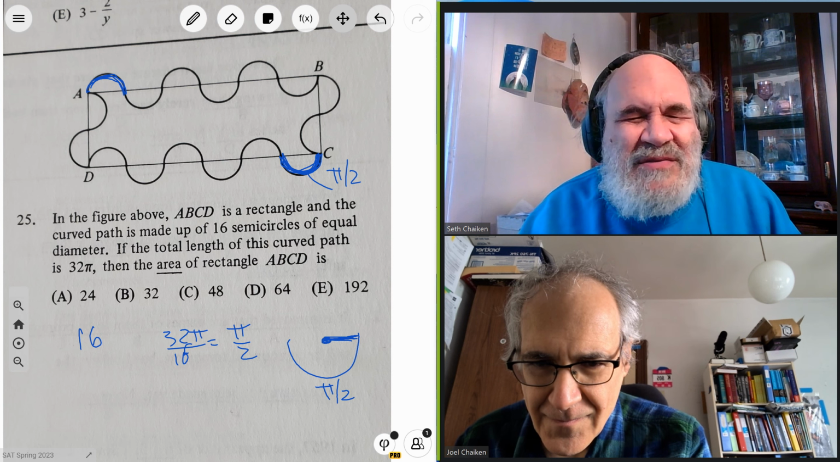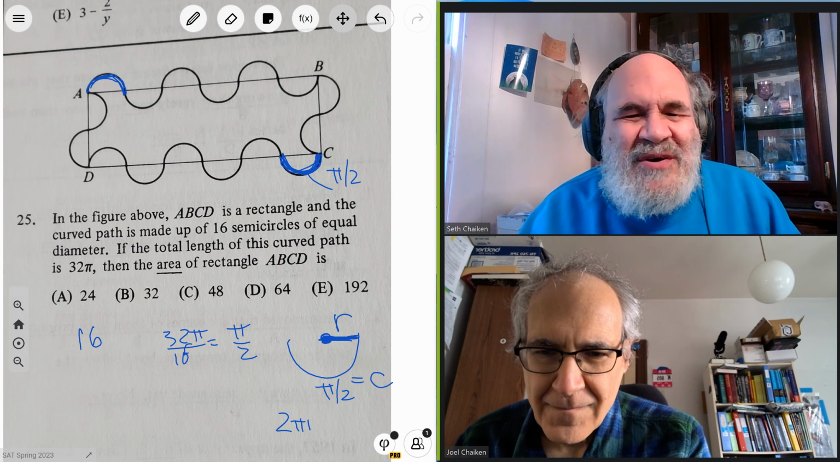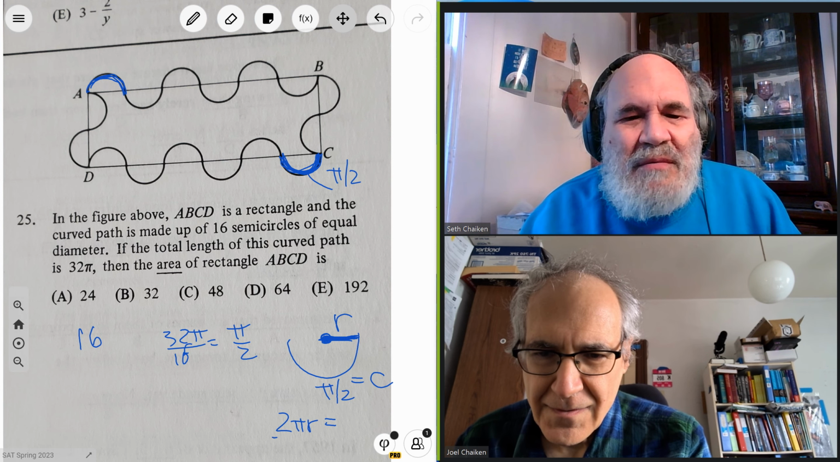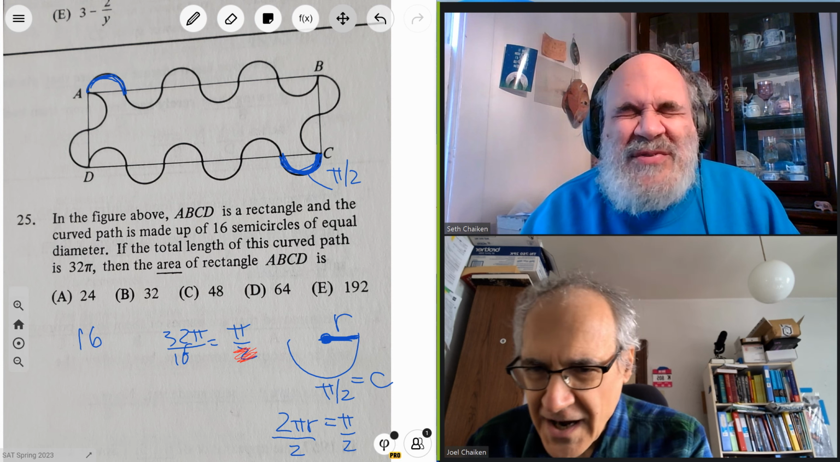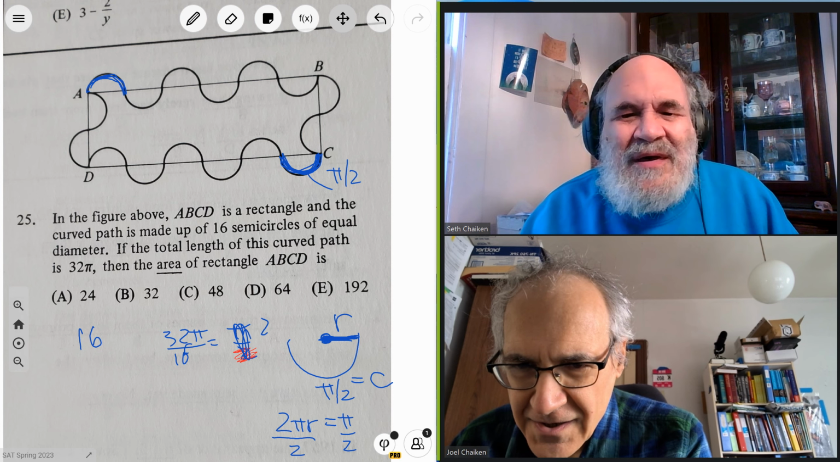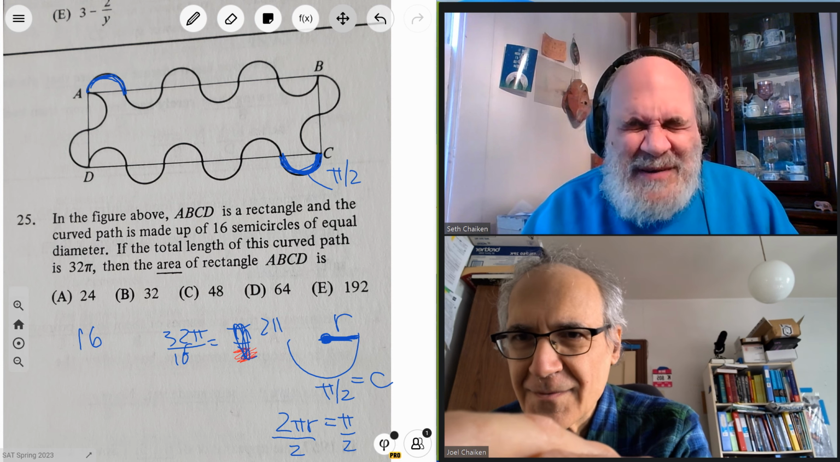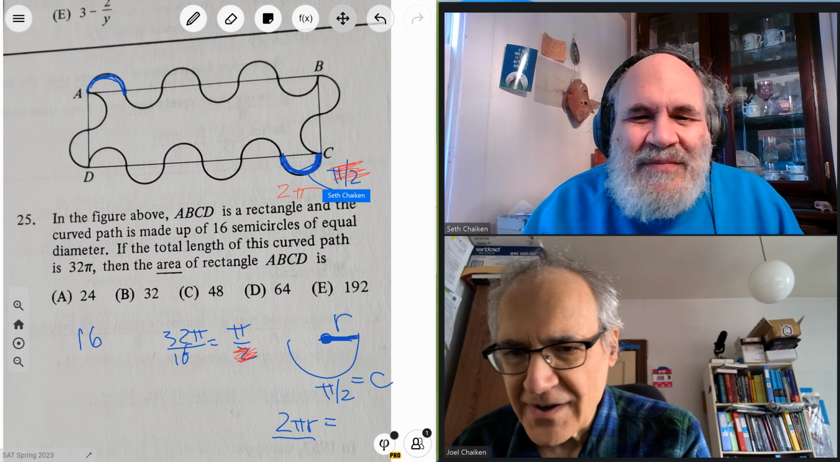The total length is 32 pi, right? And there are 16 semicircles. So the length of one semicircle is, wait a minute. No. 32 over 16 is 2, 2 pi. Oh, God. Yeah. 2 pi. All right. That's really stupid.